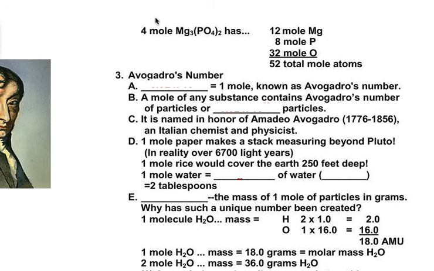and then 4 times 2 times 1 to give us our moles of phosphorus, and then 4 times 2 times 4 moles of oxygen to give us a total of 52 total moles of atoms if we have 4 moles of this whole magnesium phosphate. Then we could figure out the masses from there.